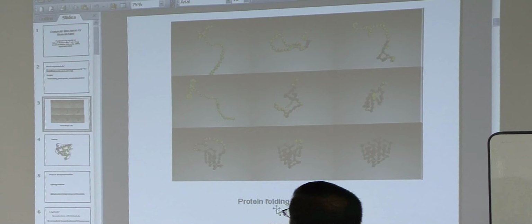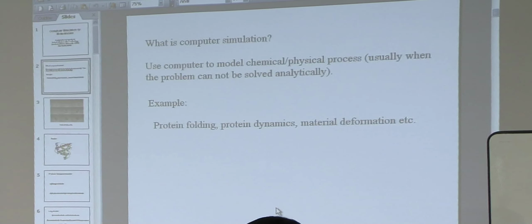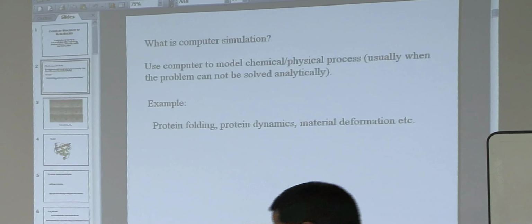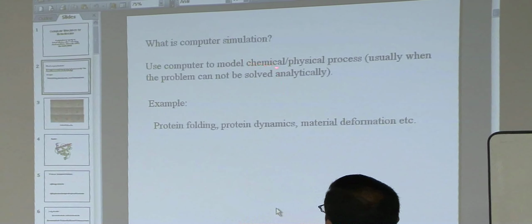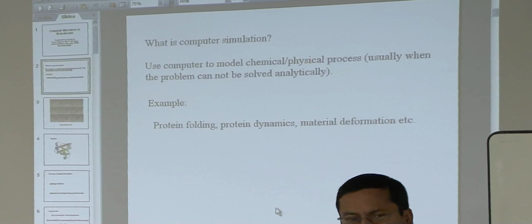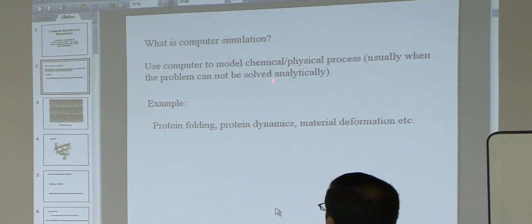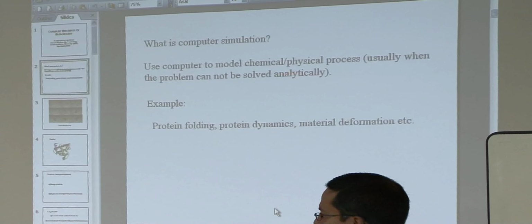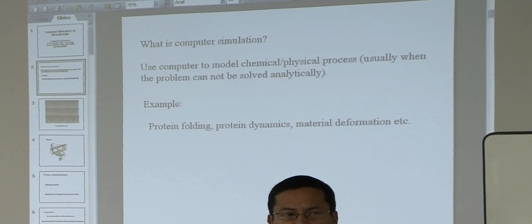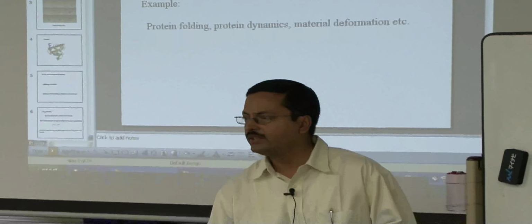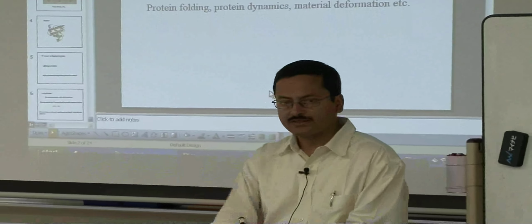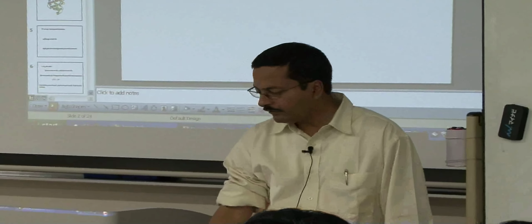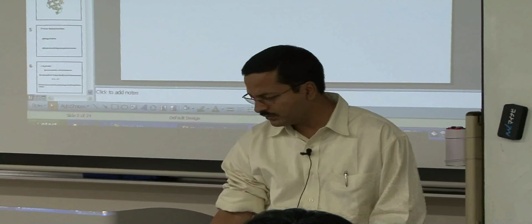So, what is computer simulation? We use a computer to model chemical, physical or biological processes, usually when the problem cannot be solved analytically, which means the problem is very complex. So, you use a computer to understand this. Some examples are protein folding, protein dynamics, and so on.